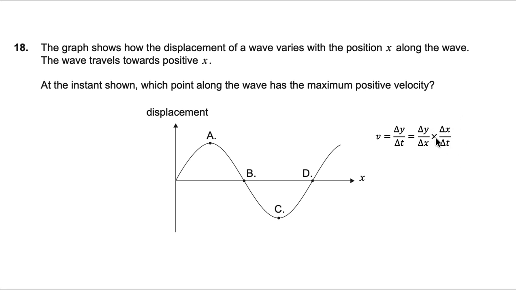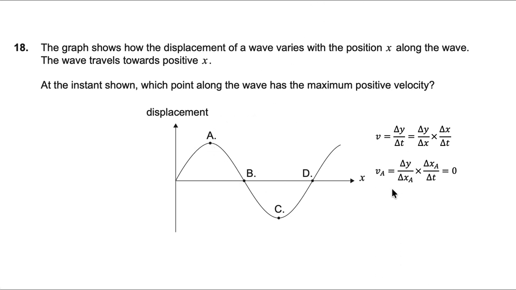Now this delta x over delta t is constant, that's just the speed of the wave itself. And so we're really interested in this delta y over delta x. If this is 0, then the velocity is 0. If this is non-zero, then the velocity itself will be non-zero. Let's take a look at points A and C. Hopefully you can notice that these are turning points, which means the gradient at each point is 0.